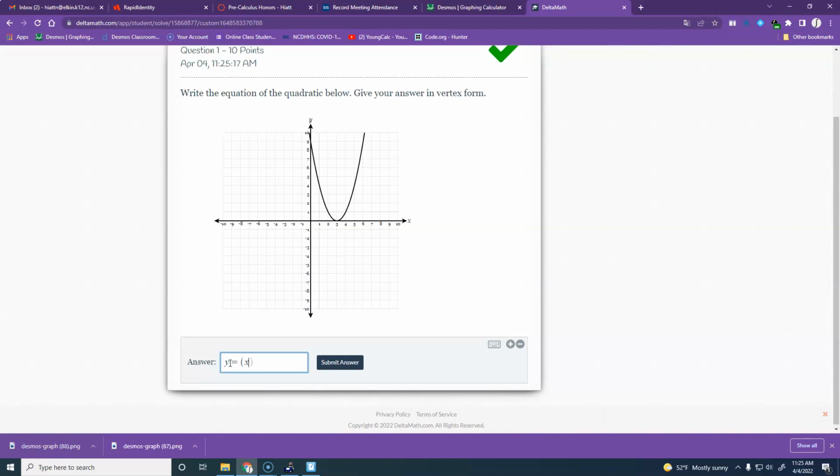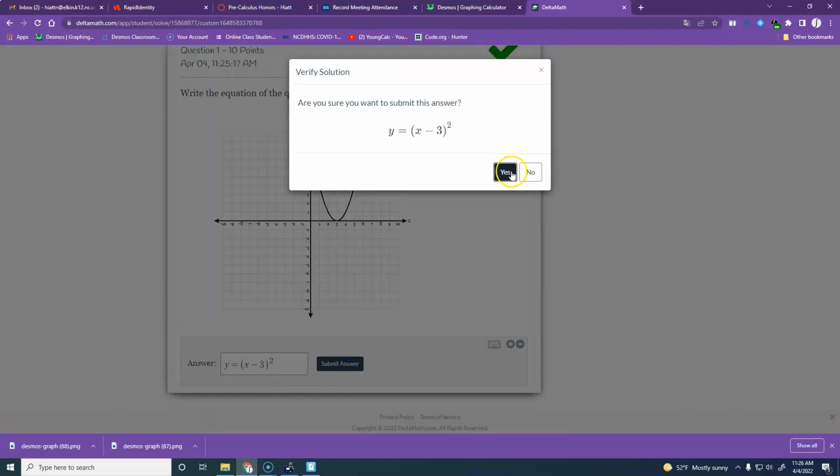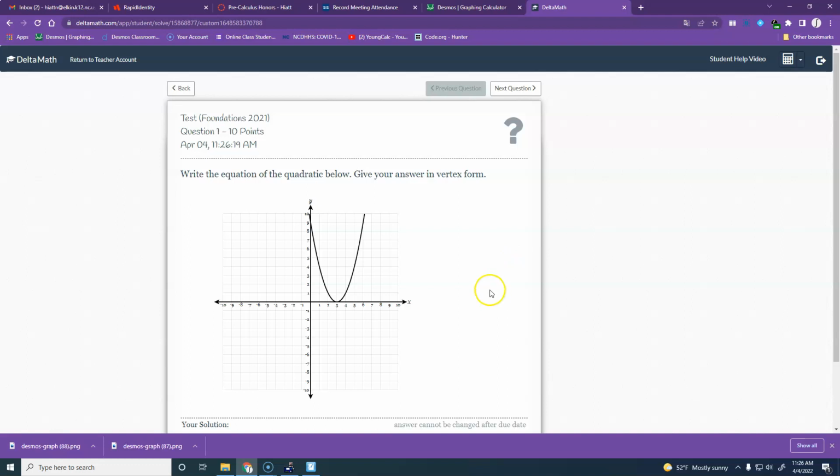Do I need a plus or a minus? Minus 3. It's got to be the opposite direction. So you've got positive numbers over here, you've got to put the opposite sign. And then do to the second, just do shift 6 and second. Make sure you have the y equals or it's not going to count it right. Make sure your square is on the outside of the parentheses, and you'll submit your answer. So everybody should get that first one right.